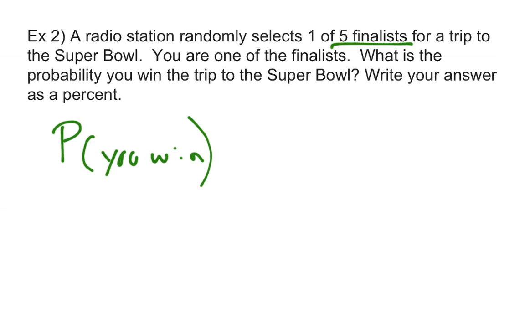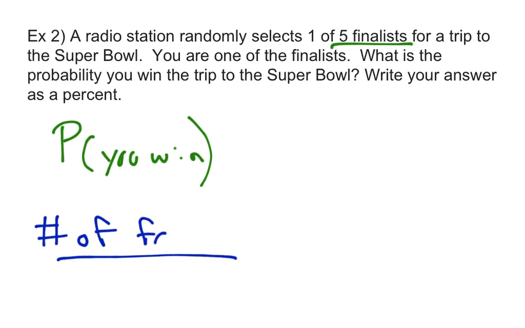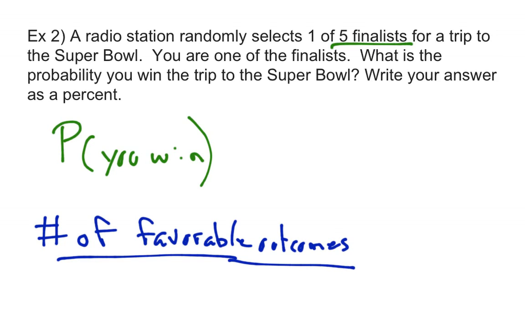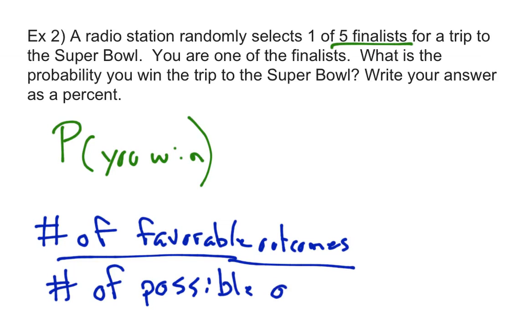Well, remember with probability, what you're trying to find is the number of favorable outcomes, which goes in the numerator. Favorable outcomes are, what do you want to happen? In this problem, how many different ways can you win? Over the total number of possible outcomes. That's how we write our probability. It's just going to be a fraction. So how many total different things can happen?